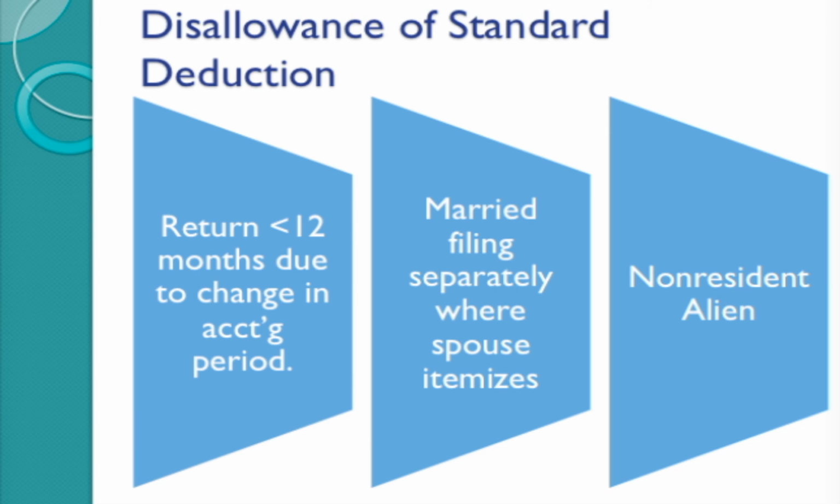Now, obviously, if a return is for less than 12 months, then the IRS is not going to want to allow you to have the average that they've kind of figured out is going to be beneficial for a full year period if you're only applying that to, say, a return that counts for 9 months out of the year. So that makes sense.